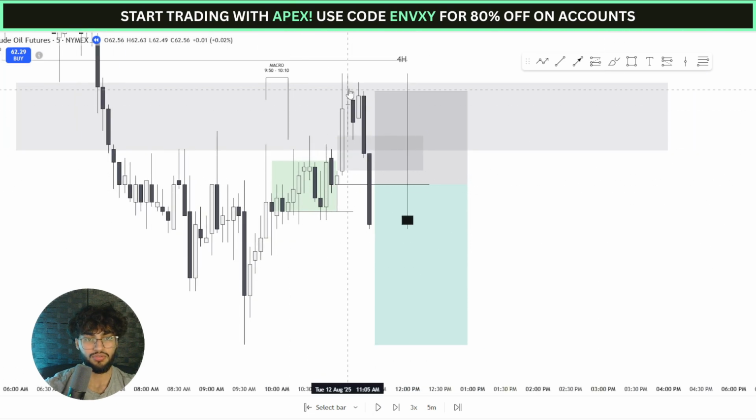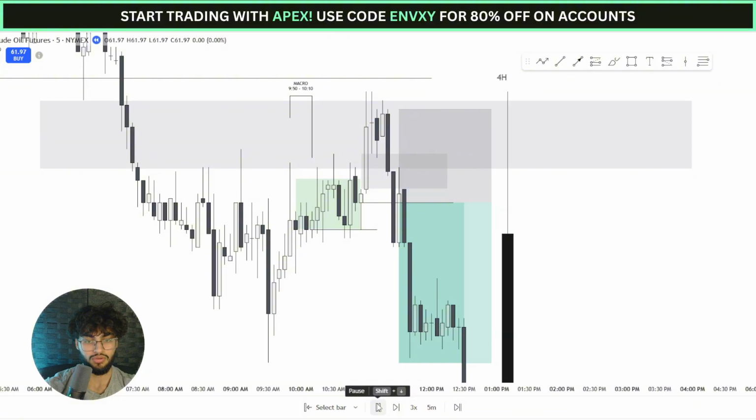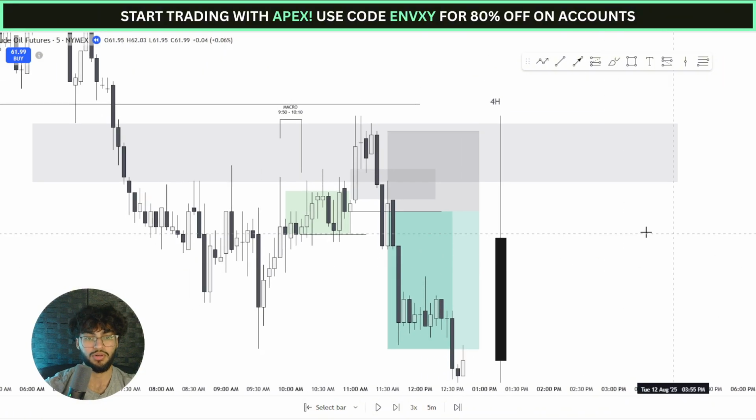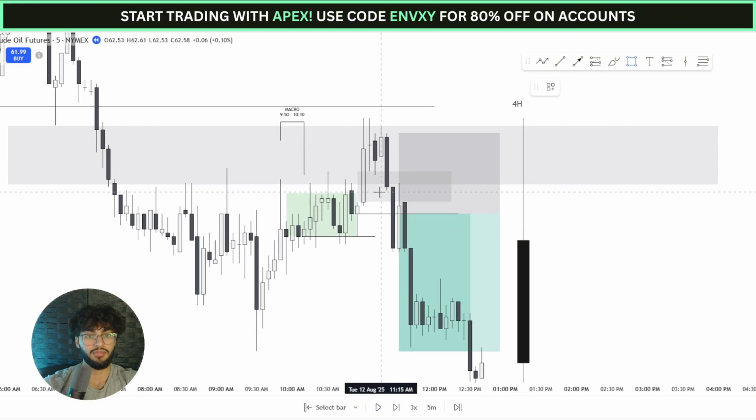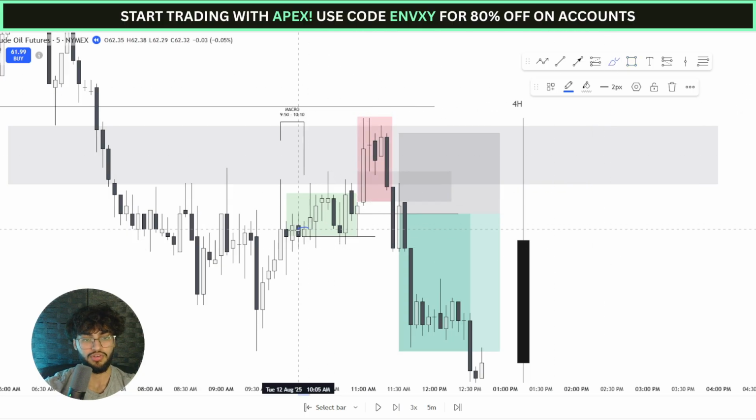This will be our accumulation, manipulation, and then that distribution. Let's see if we get tapped. So we do get tapped, and we hit take profit. So absolutely perfect here. And this is a core example of what makes this an A plus setup, right? Waiting for that confirmation is very important.